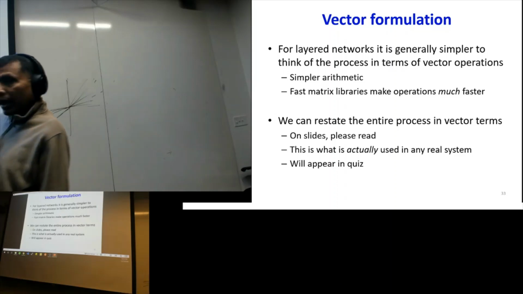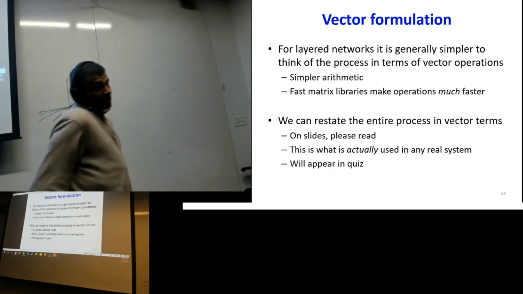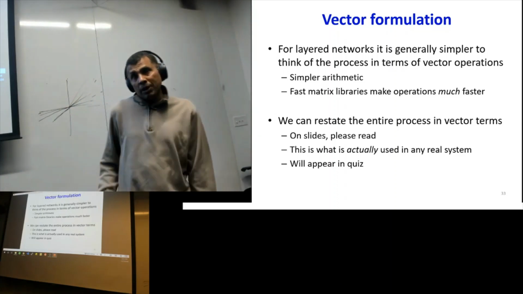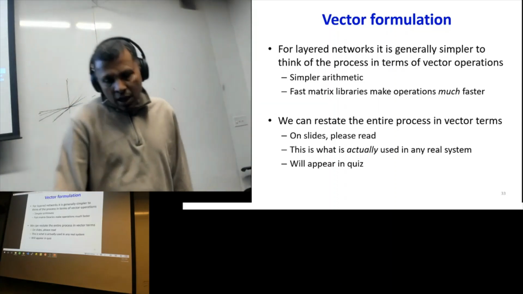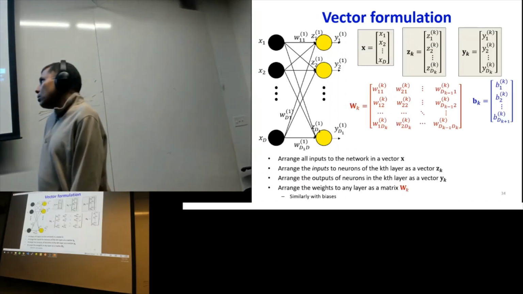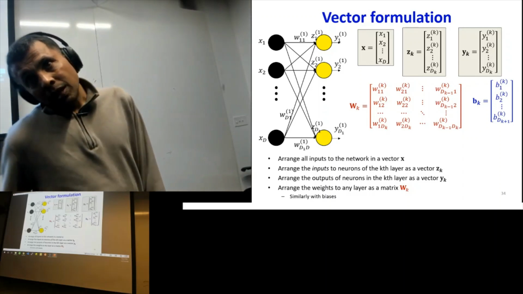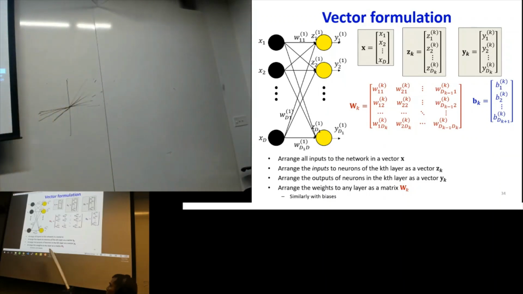In any real system, you will actually implement the vector version of the equations. You will not be implementing the scalar version of the equations. But let's go through the math really quickly again. So here's how you can recast the whole thing in vector terms. So here is one layer of the network. So consider what's happening over here.